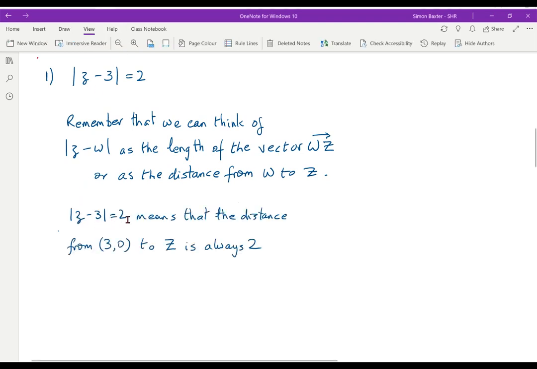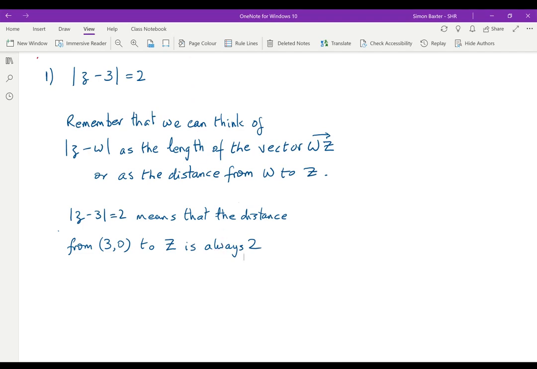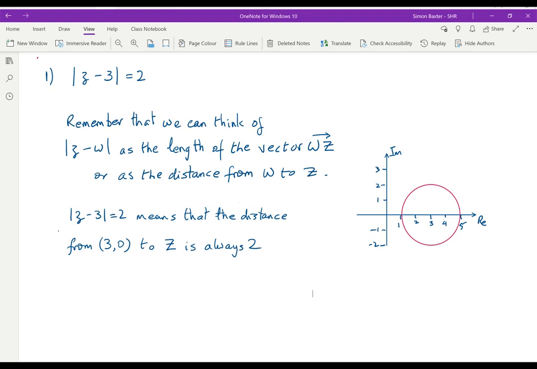Mod z minus 3 equals 2 means that the distance from (3, 0) to z is always 2. Well, if that's the case, we must have a circle, center (3, 0) and radius 2. And here it is. There we can see center (3, 0), radius 2.